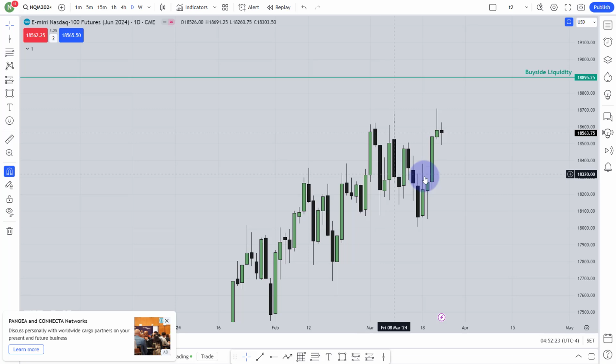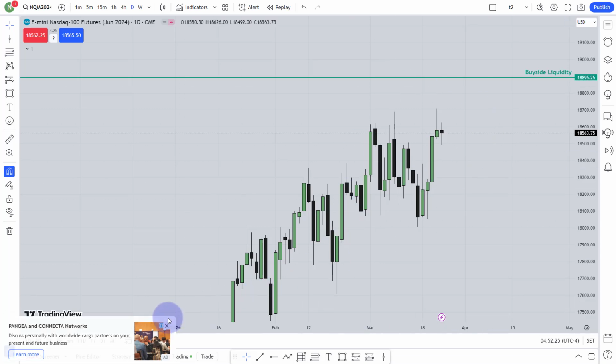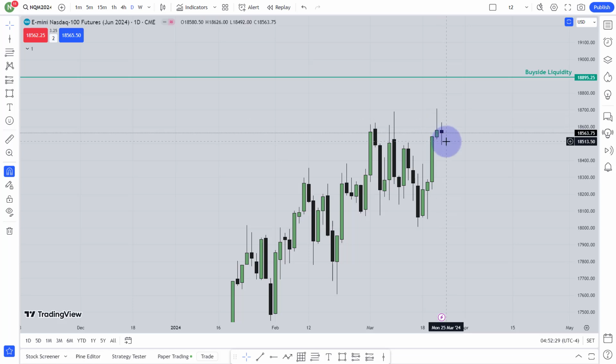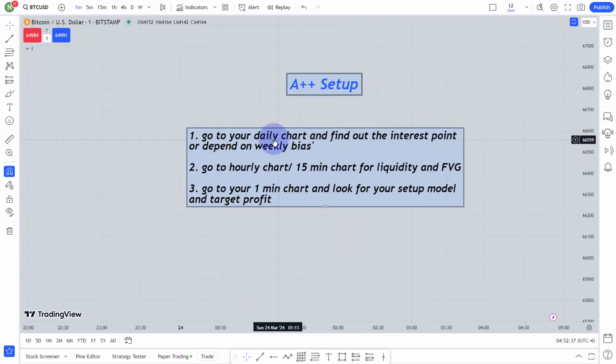Over here, I will stay in Nasdaq and I will just explain the Friday candle. That means this candle. Every opportunity or setup I will explain through this Friday candle. Okay, this is the daily chart. The first rule is go to your daily chart and find out the point of interest, depending on your weekly bias.